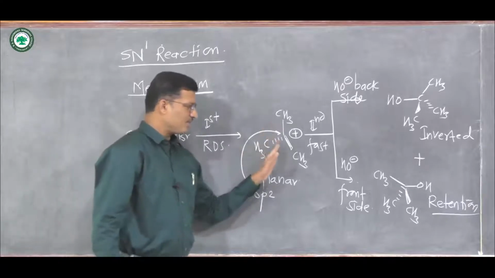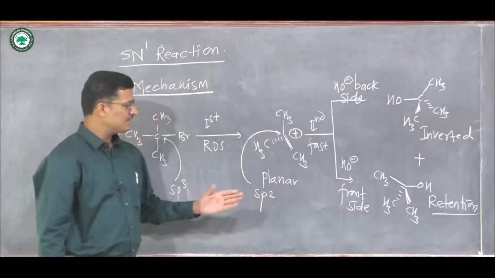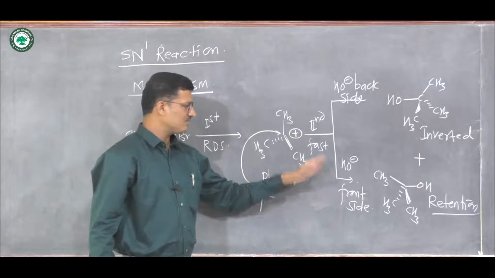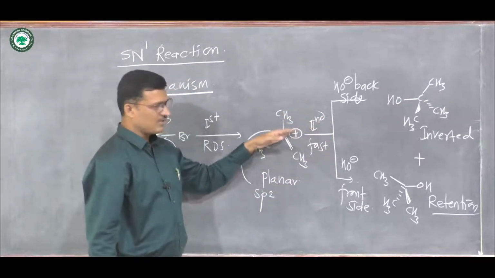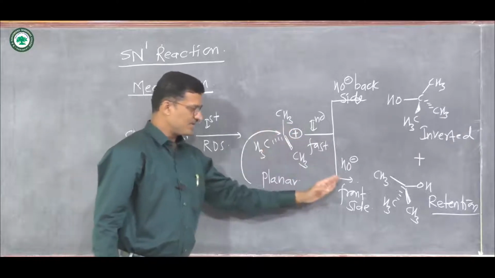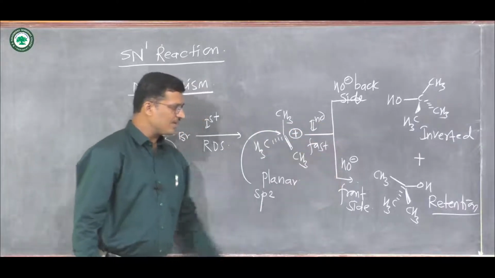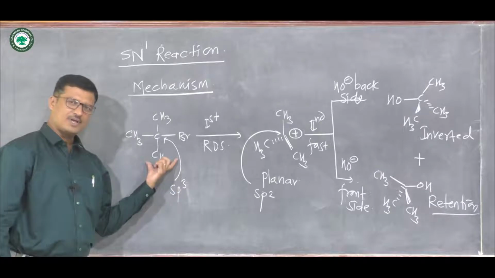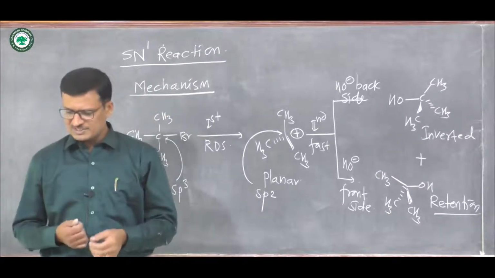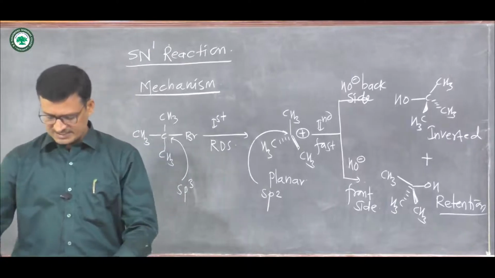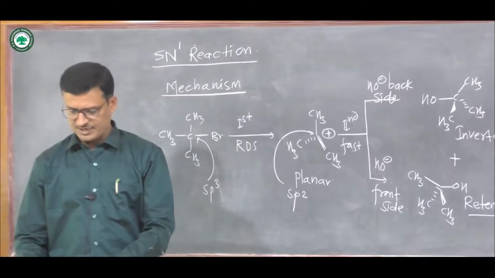Then the geometry of the carbocation is planar in nature, and then the attack of nucleophile takes place from the backside. Then we get an inverted product. When the attack of nucleophile takes place from the front side, then we get a retention product. And when we start from an optically active compound, then we get a racemic mixture. So this is a simple mechanism of SN1 reaction.